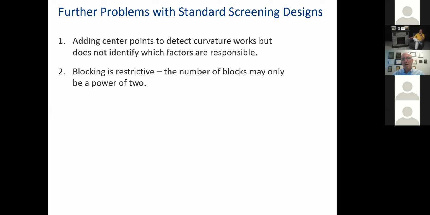The other thing about standard screening designs is the blocking that you can do with those designs is very restrictive. The number of blocks that you can have can only be a power of 2. So you can have 2 blocks, you can have 4 blocks, you can have 8 blocks, you can have 16 blocks, can't have anything in between. And that's restrictive.